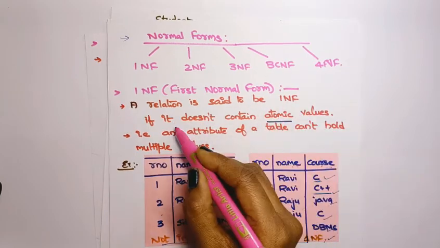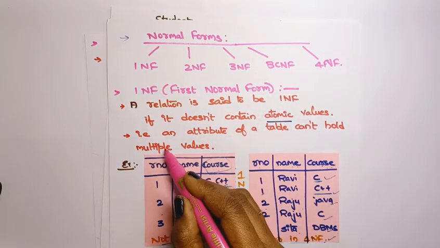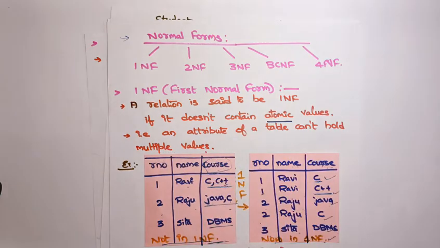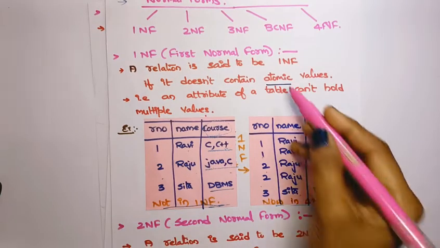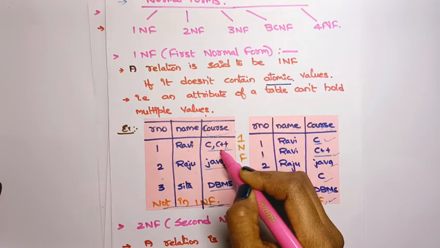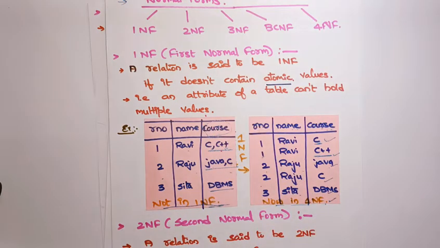A relation is said to be 1NF if it doesn't contain non-atomic values. That is, an attribute of a table cannot hold multiple values. For example, atomic means single. Each attribute must consist of a single value. Then you can say that that is atomic. If the table is atomic, then you can say that it is in 1NF.